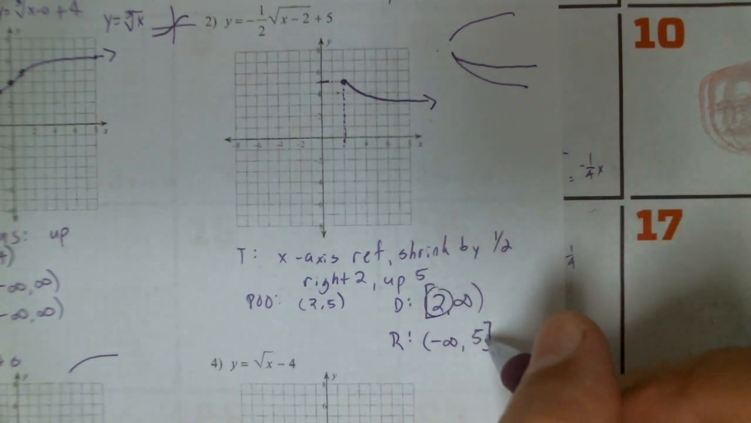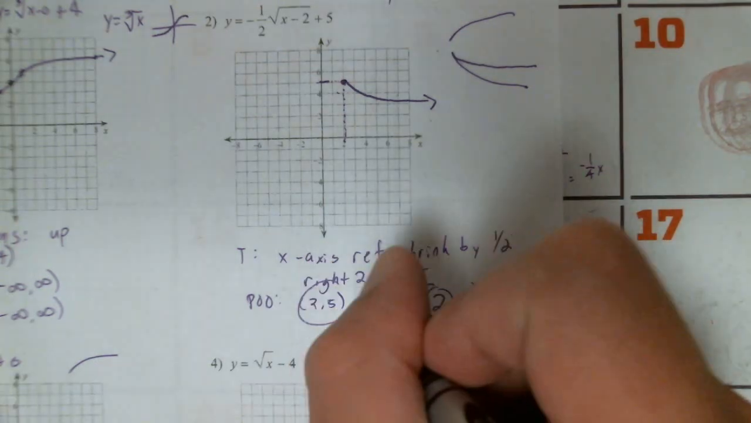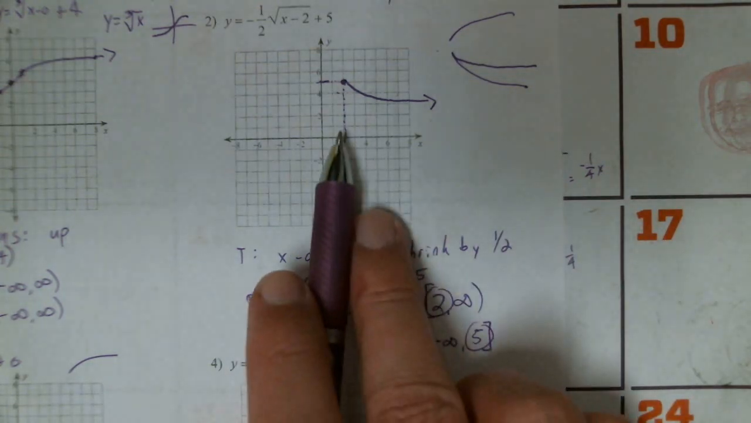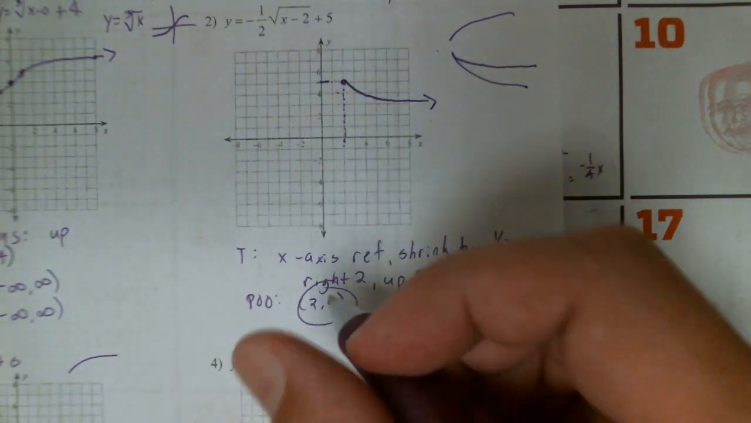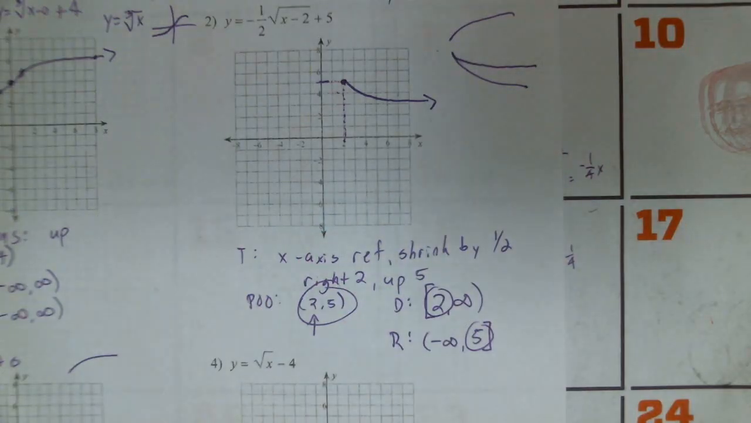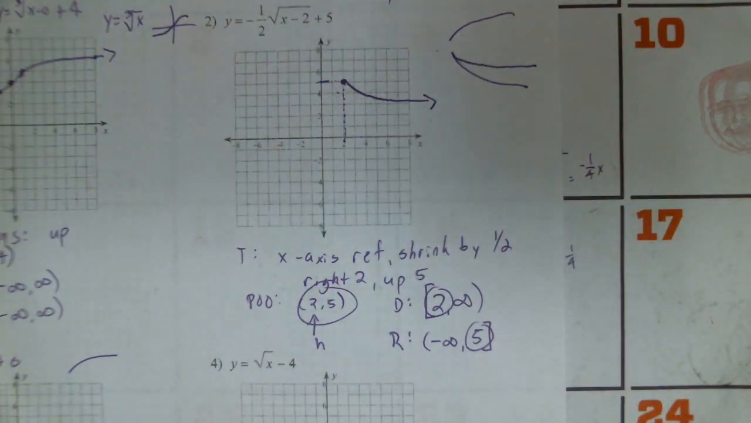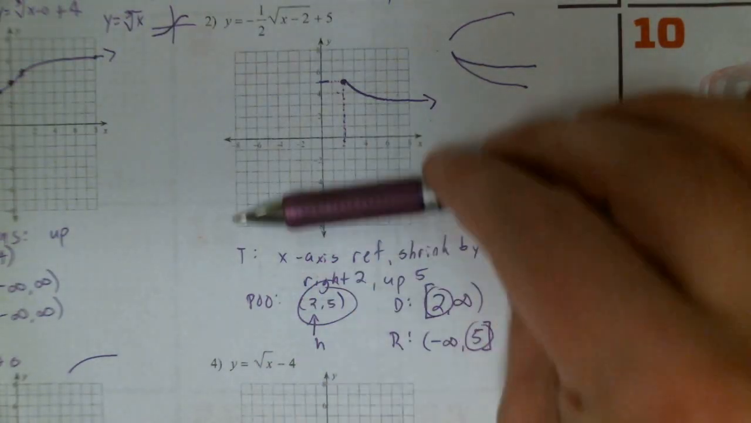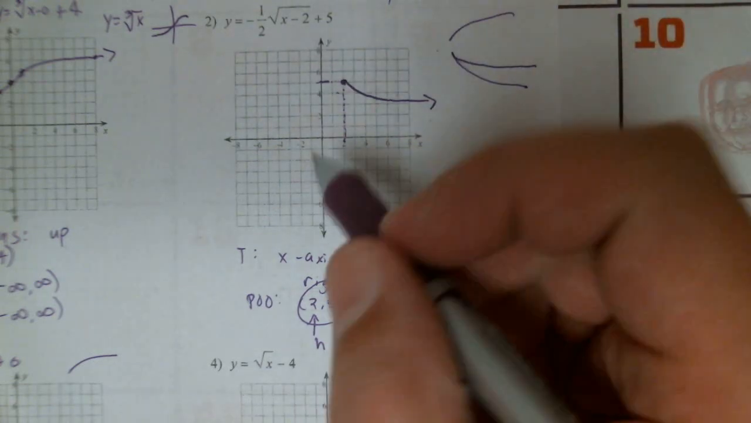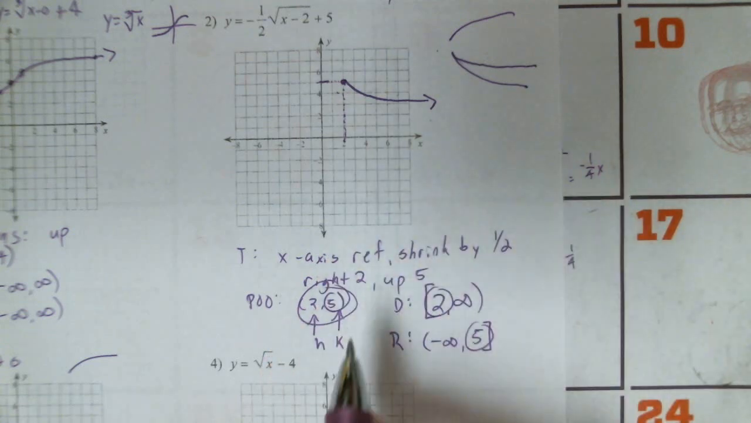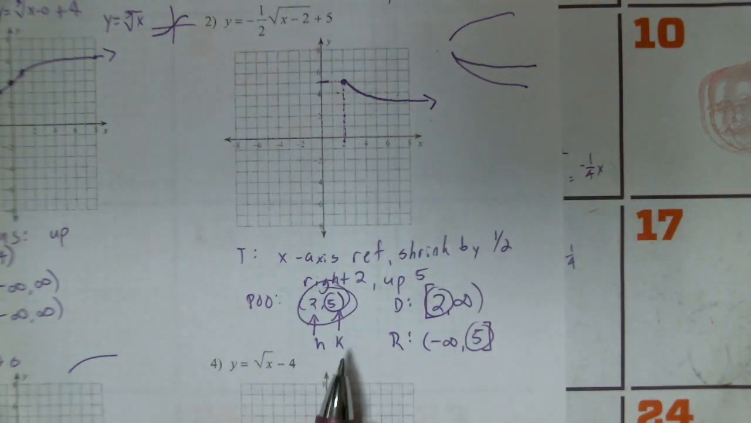But what do you notice about the 2 and the 5? These are simply our coordinates of the point of origin. Okay, so you got to remember that your domain, your x values, are based on the x coordinate of the point of origin, or the h value. So your domain is based on the h value, and your y values are based on the k. Okay, so domain is based on the h, the range is based on the k values.